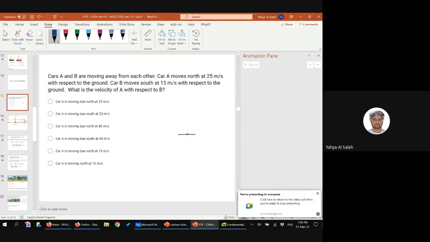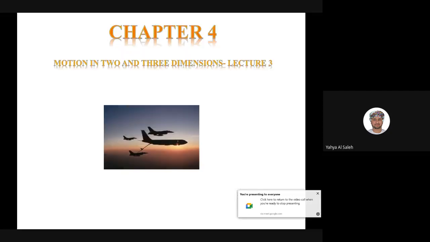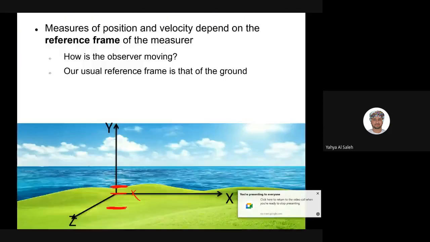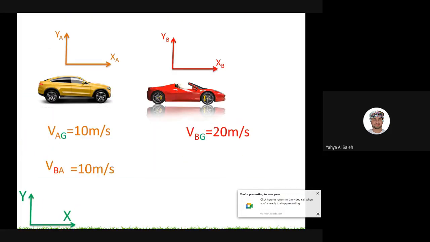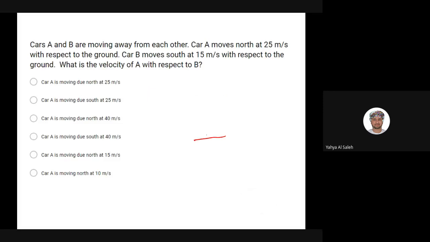If my car A is going up at 25 north, and car B is going down at 15. When I am sitting inside car B, what do I see car A moving at? Well, car A is moving north. It's not moving south, no matter what I do. So this cannot be right.